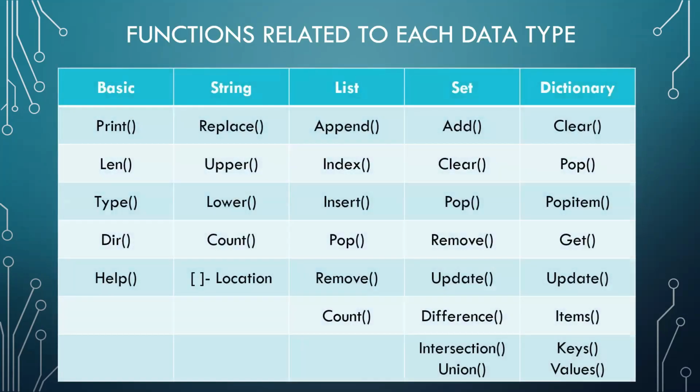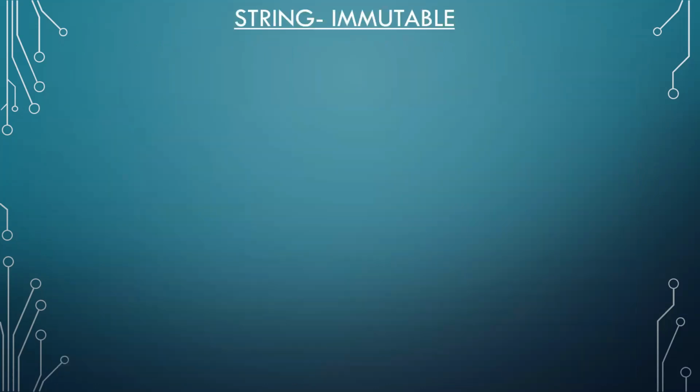I did this to quickly recap and remind myself about all the functions related to each type. There are some basic functions, and we tried two: the print and the type. There's also the length, which is basic and we can use it on all the data types. And then here you will find a set of functions related to each data type, depending on your data and the information you want to extract from it. So let's start with the string.